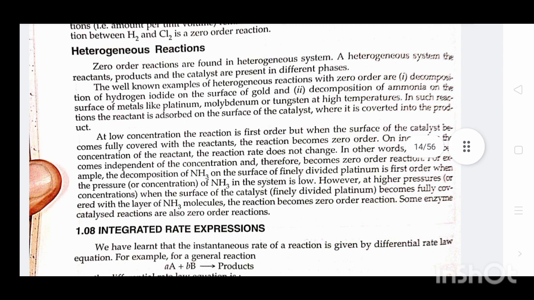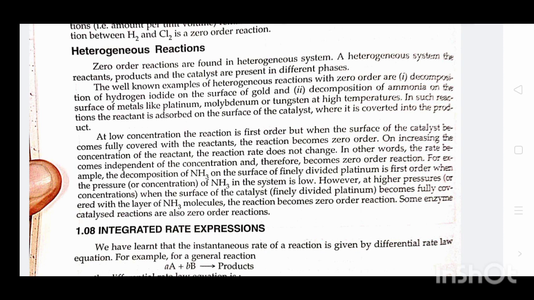Heterogeneous reactions. Zero order reactions are found in heterogeneous systems. In a heterogeneous system, the reactants, products, and the catalyst are present in different phases. The well-known examples of heterogeneous reactions with zero order are: first, decomposition of hydrogen iodide on the surface of gold, and second, decomposition of ammonia on the surface of metals like platinum, molybdenum, or tungsten at high temperatures.